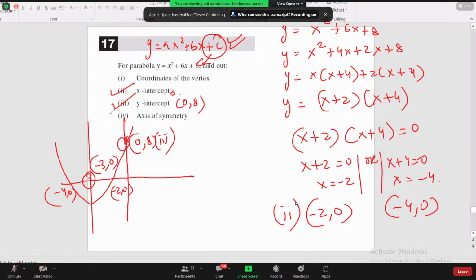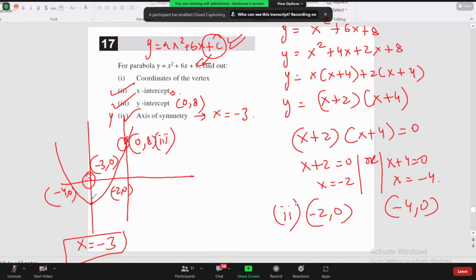And if this straight line, which is parallel to y-axis, passes through the point minus 3 comma 0, then the equation of this line needs to be x equals to minus 3. This will become the answer for the fourth part, that is axis of symmetry, which will be x equals to minus 3.